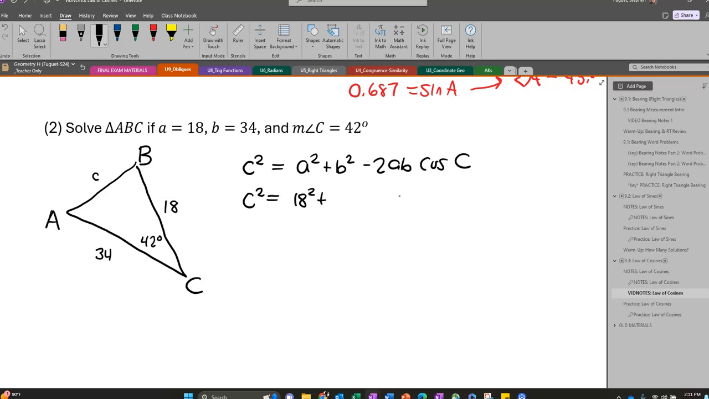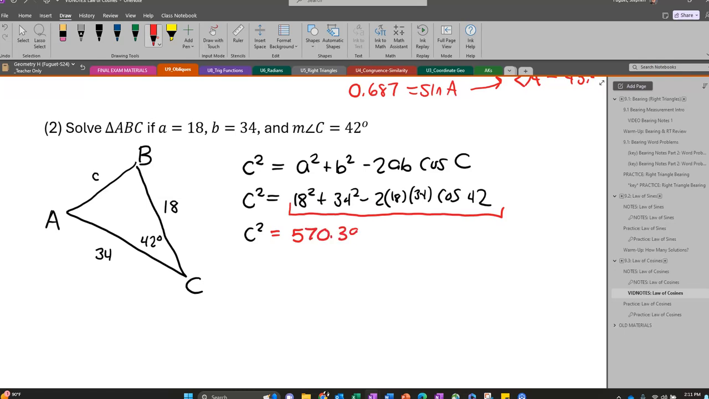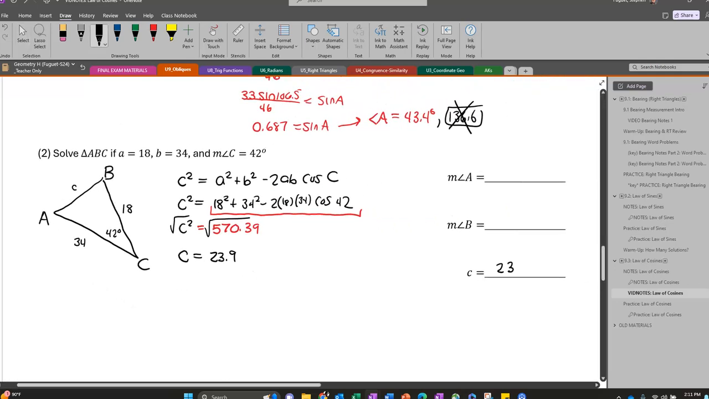This is 18 squared plus 34 squared minus 2 times 18 times 34 times cosine of C, and I saved the easy problem for last because all you need to do is type this entire problem into your calculator. And when I type that all in degree mode, we get 570.39. But then take the square root of both sides, and we're going to get c equals the square root of 570.39, that's going to give me 23.9. And that's our first side here, 23.9.